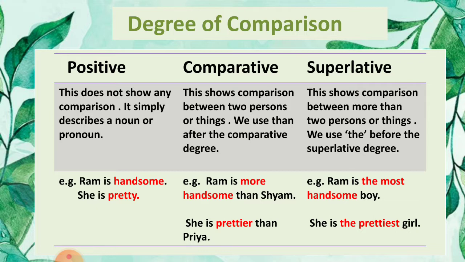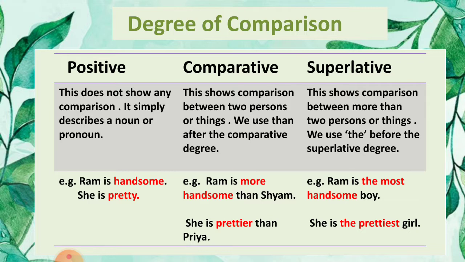Now let us see the example of superlative degree. Ram is the most handsome boy. Now here Ram is compared to all, everyone, right? And it is said that he is most handsome, that is he is more handsome than anyone else. That's why we use superlative degree. Superlative degree uses the before it, right? So you can see the most handsome.